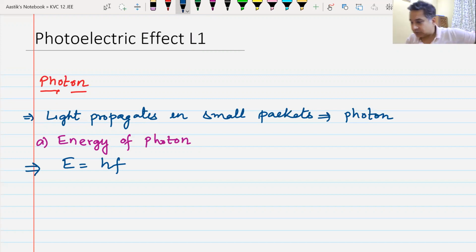The new thing that comes in right now is h, which is known as Planck's constant. This is also Planck's quantum theory. Planck gave it, and Einstein tried to explain it in more detail. Since it is Planck's theory, it is known as Planck's constant. Have you heard about Planck's constant? This is probably the first day you are hearing it, no problem.